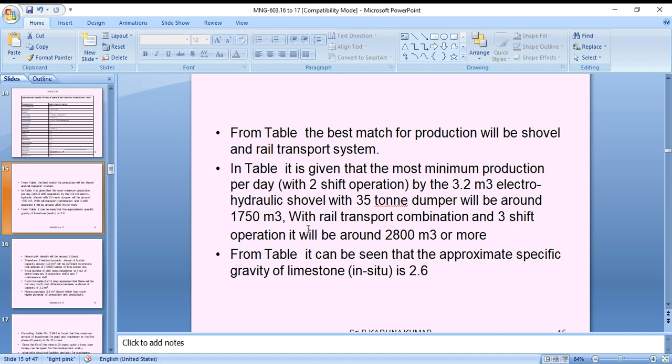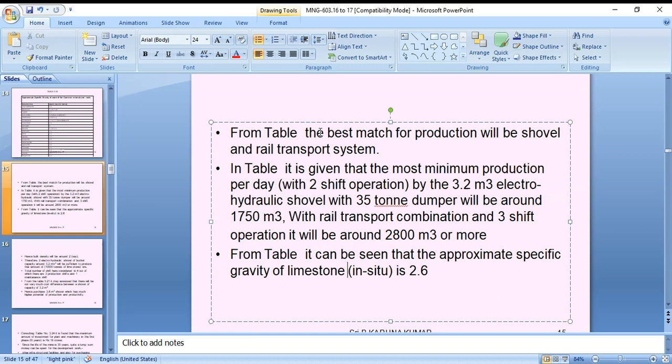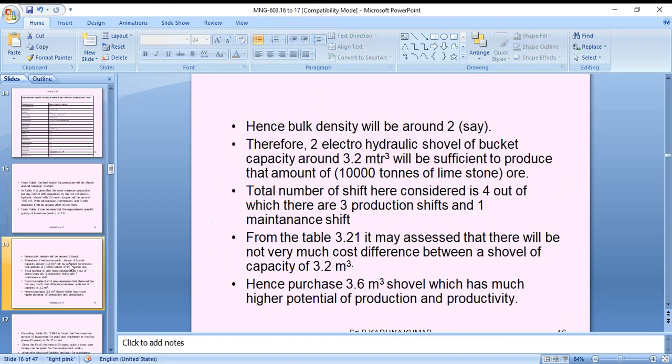If the rail transport is suitable, and the specific gravity is suitable for in situ rock, the above parameters can be applicable. Bulk density is around 2. Therefore, 2 electric shovels of bucket capacity around 3.2 meter cube will be sufficient for production of 10,000 tons of limestone. So our target will be reached with this combination. So we are choosing the 3.2 meter cube bucket capacity, and 2 electro hydraulic shovels are sufficient for our 10,000 tons of production.